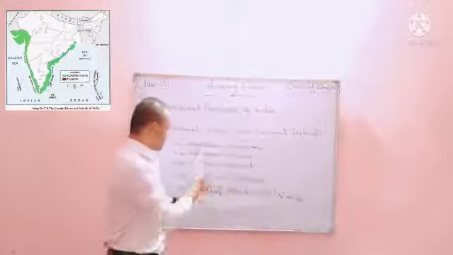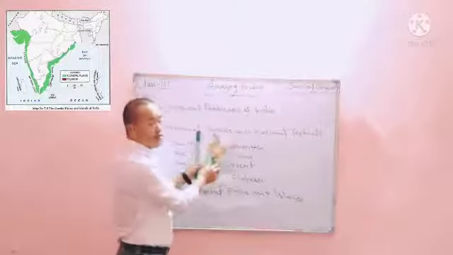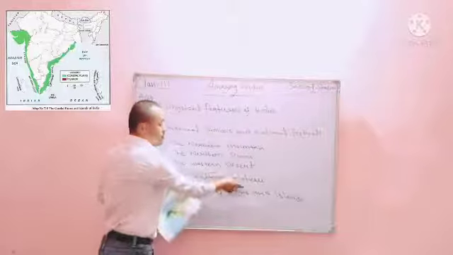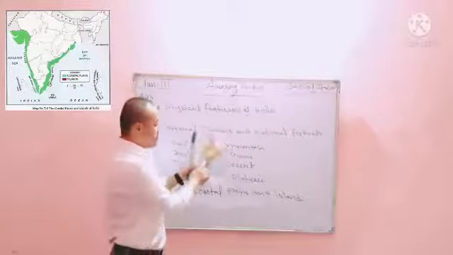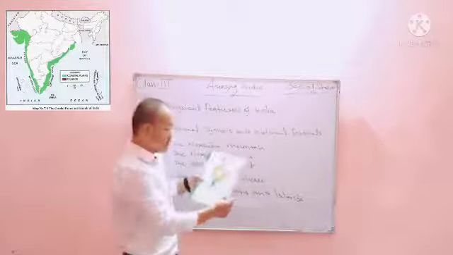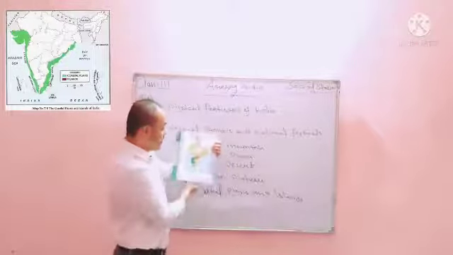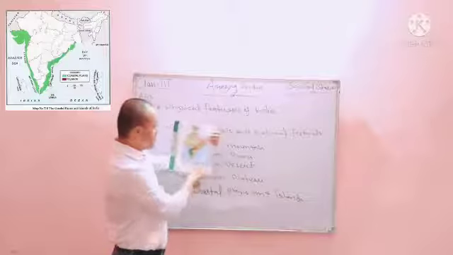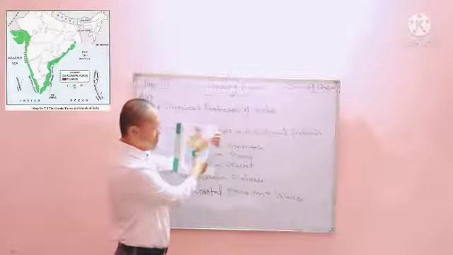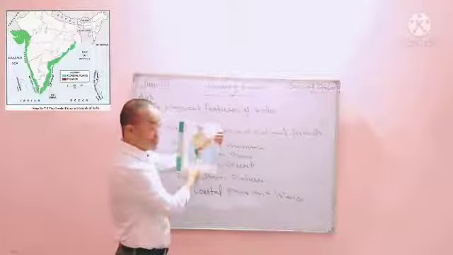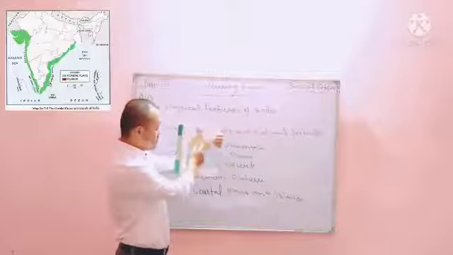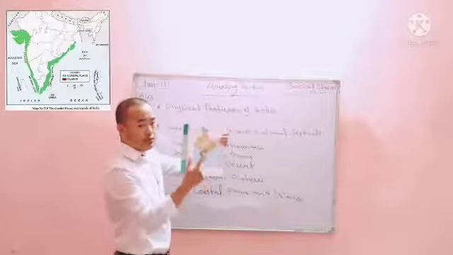Okay, so right now we are talking about the southern part of India, the southern plateau. The southern part of India is a peninsula. A peninsula is a piece of land surrounded by water on three sides. As you can see in this map, three sides means the eastern side, western side and southern side.